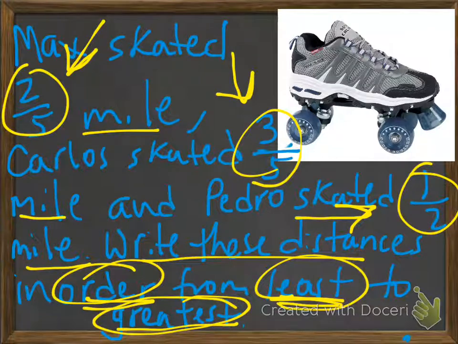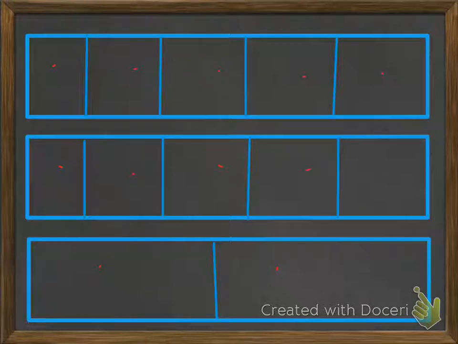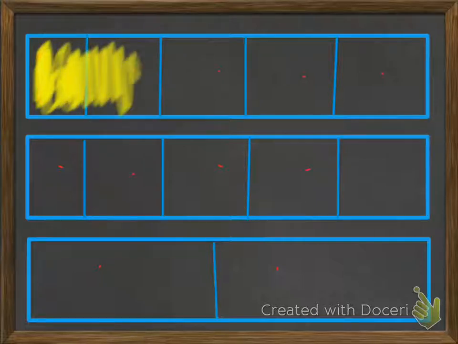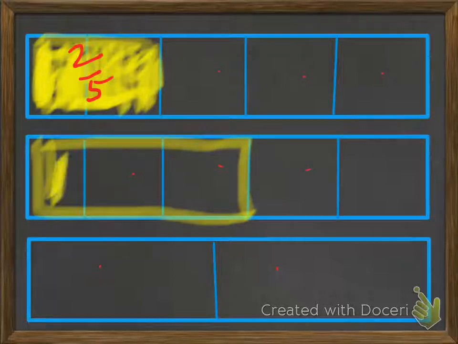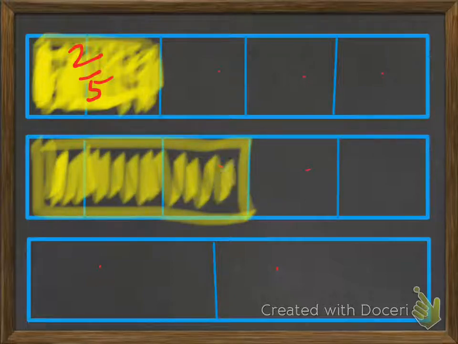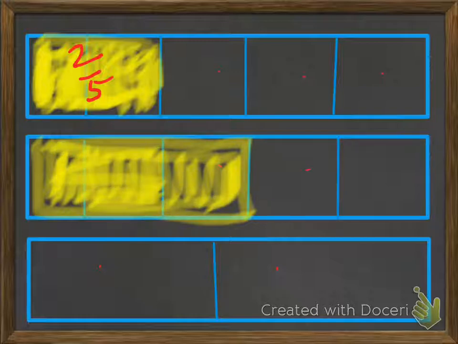So if we go back and we look, the first one is 2/5. So let's go ahead and color in 2/5. So this is 1 and this is 2. So this would be our 2/5 area. Let's go ahead and label that 2/5. And our next one is 3/5, so it's going to be 3 of these. And we'll go ahead and shade these in. And let's go ahead and label this 3/5.